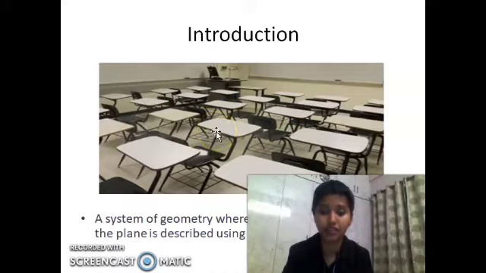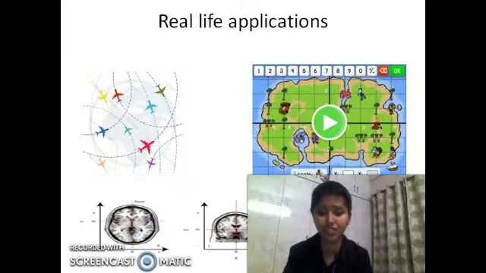So now you can see, to find the exact position of this chair, we need two parameters: first the row and second the column. In that way, in the Cartesian system also we are using 2D. In the 2D plane, to find any position we need two parameters. Before starting this, first of all we will discuss why we need it.